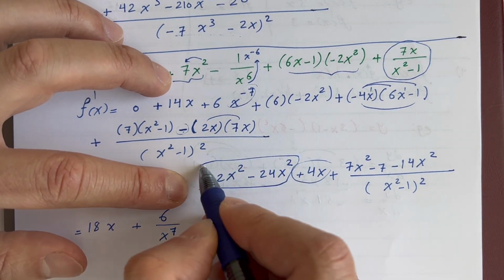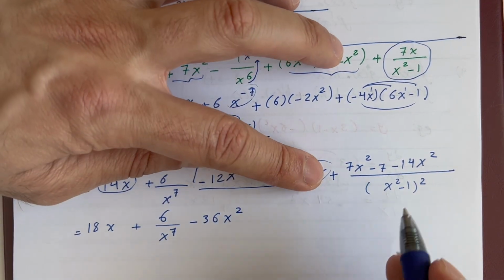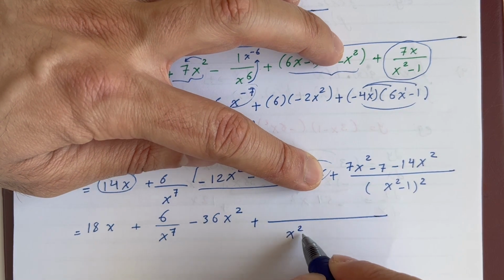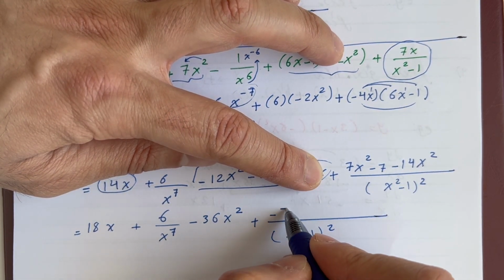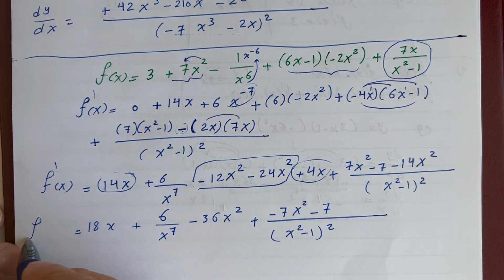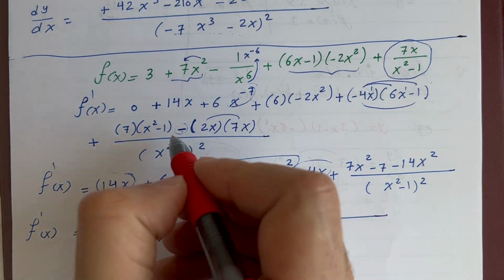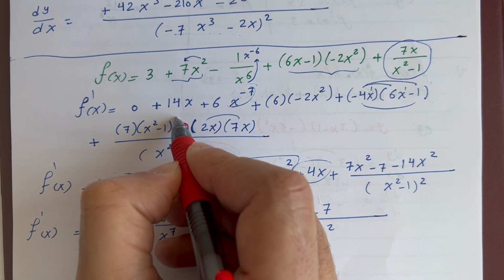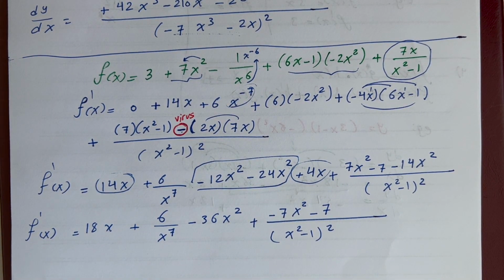Here also there's combining like terms. Negative 12 minus 24 is negative 36x squared. And again here plus over x squared minus 1 squared. 7x squared minus 14x squared is negative 7x squared minus 7. That's all. This is the derivative. So parentheses will help you, and be very careful too about this minus here, which is a virus. I always call it a virus because it's very important, because it changes all the signs after it. Thank you for watching and good luck.